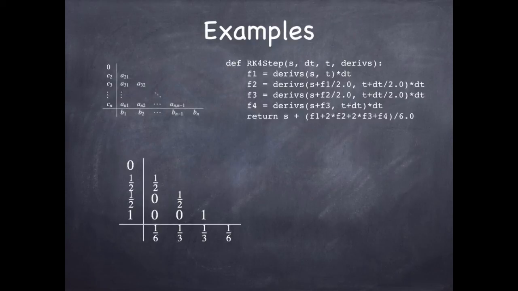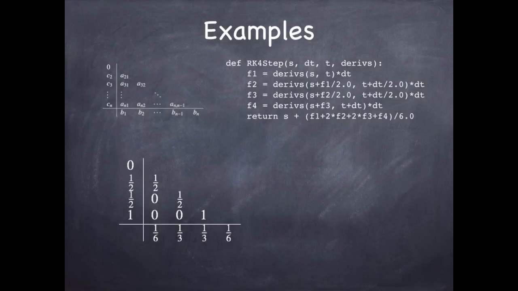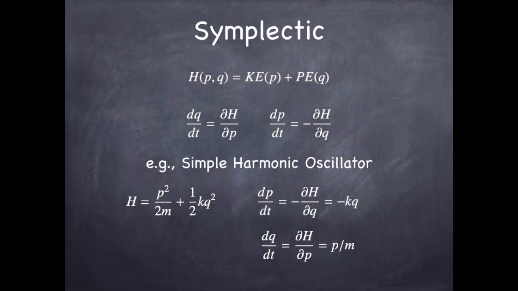Stop. I'm sorry. I said that wrong. If you reduce the time step by a factor of 2, you get a factor of 16 improvement in accuracy. So it's a little more aggressive in terms of improving accuracy than the second order method we've been using, but it still has issues. So let's move on and talk about the symplectic methods.